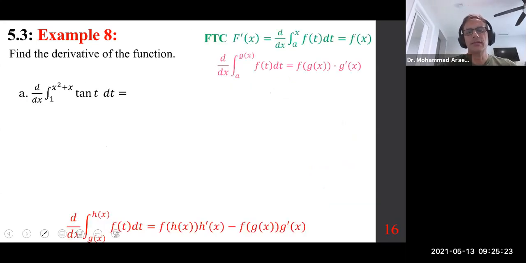Now with that, if the top is a function, replace the t with that function, and then times the derivative of that. So we're going to replace the t with the top function, and then times the derivative of that, which is 2x plus 1, we put it in front.